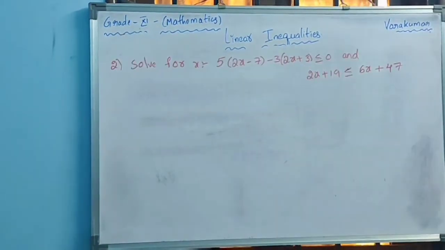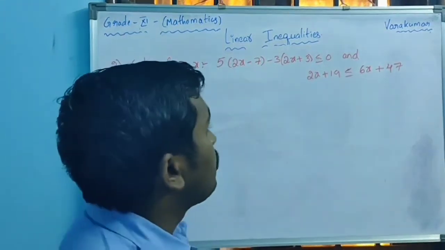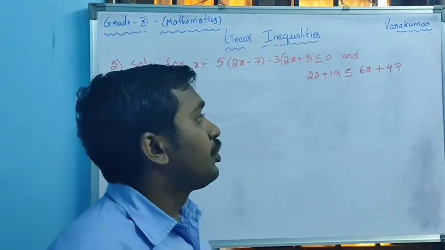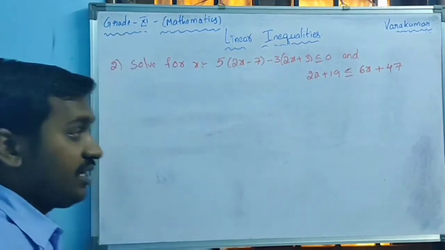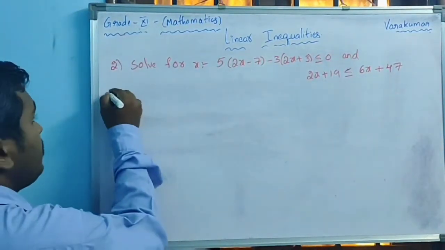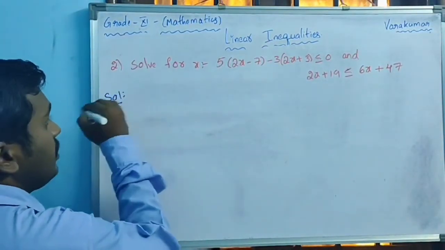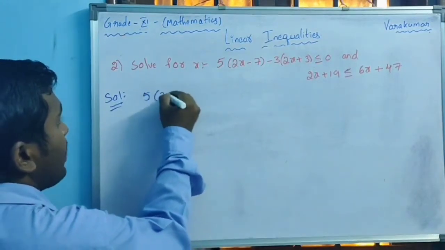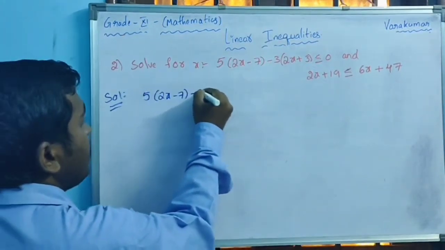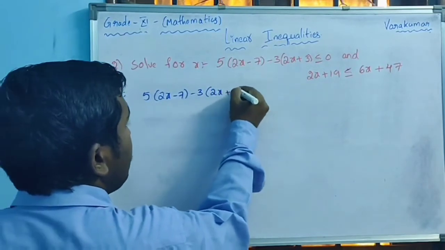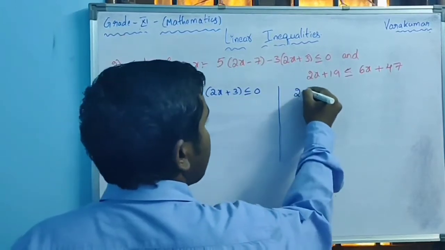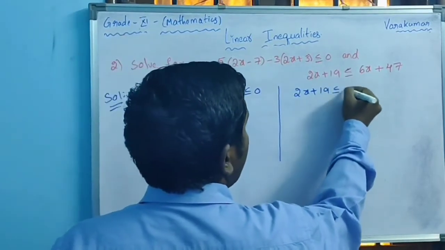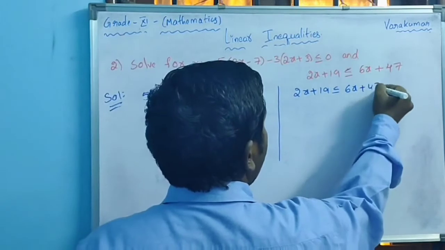Right. Now one more problem on the board. Solve for x: 5 into (2x minus 7) minus 3 into (2x plus 3) less than or equal to 0 and 2x plus 19 less than or equal to 6x plus 47. This is also an easy one. Anyhow, solve it. Solution: 5 into (2x minus 7) minus 3 into (2x plus 3) less than or equal to 0, which is given. Another one, 2x plus 19 less than or equal to 6x plus 47, given that.